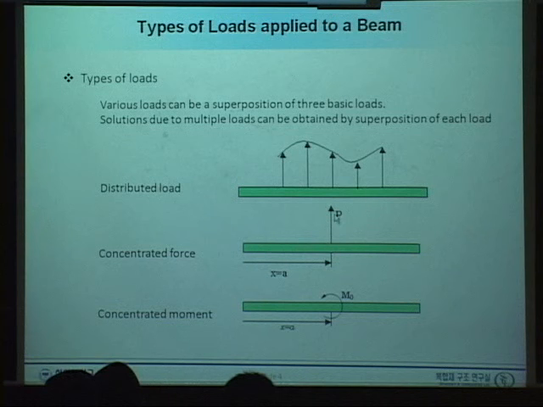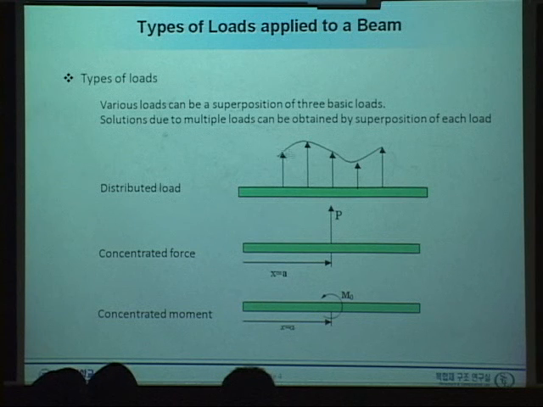meaning that we apply a concentrated force at a certain point. So P unit will be Newton. And moment, we apply a concentrated moment, and the unit will be Newton times meter, at a certain position. So these are concentrated force and concentrated moment. Whereas this load is not applied to a single point, it is distributed.